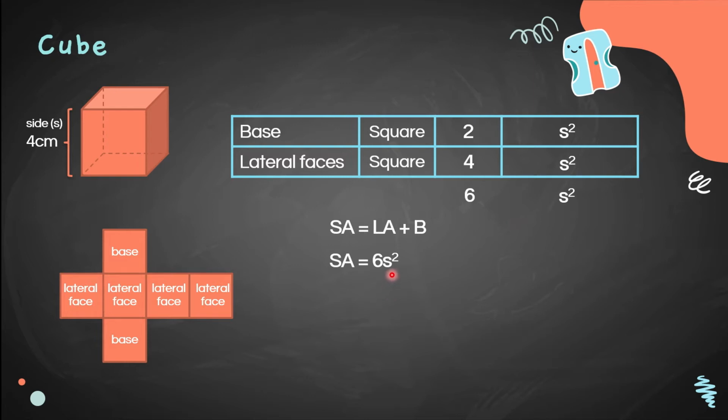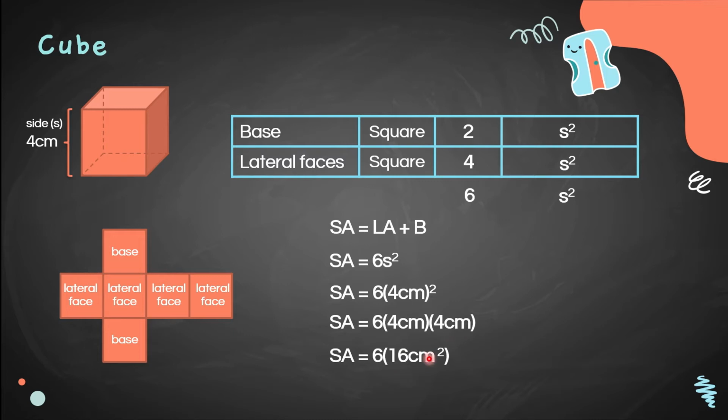We are going to substitute the measurement of the side in the formula 6S squared. So multiply first 4 centimeters by itself 2 times. So 4 times 4, we have 16 square centimeters. And then multiply it by 6, we have 96 square centimeters. So the surface area of a cube is 96 square centimeters.